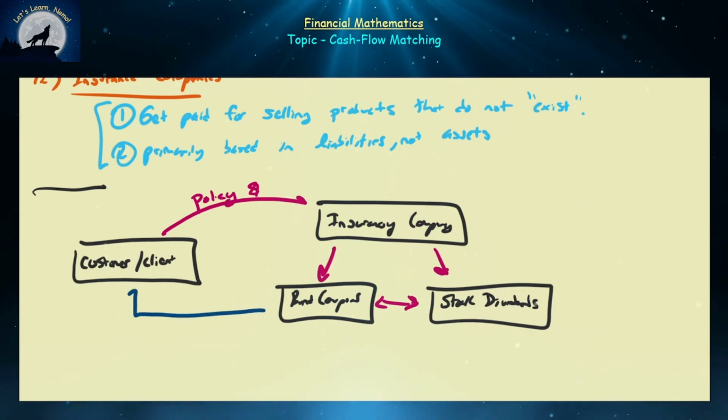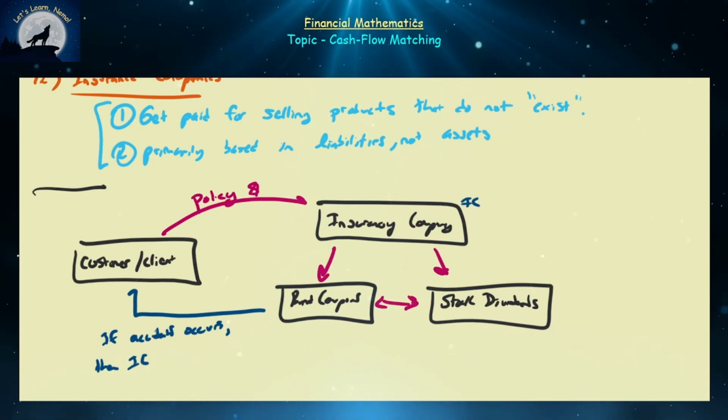So if our accidents, which some people will call a liability, occur, then the insurance company, IC, gives money to the customer. Right? So they make money by giving money back to other people.